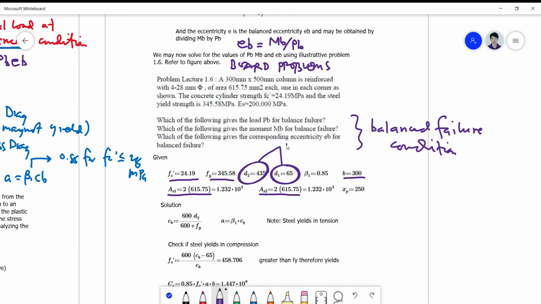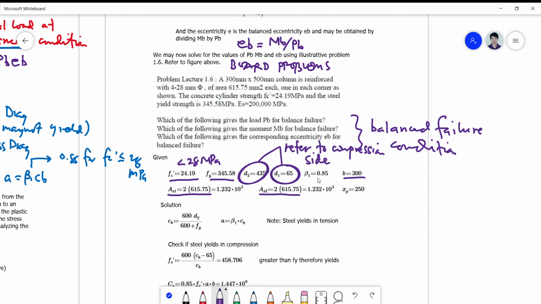okay, so your reference is the compression side, okay. So beta 1 is 0.85 because Fc prime is less than 28 megapascal. So if beta 1 is greater than 28, then you have to compute for beta 1.